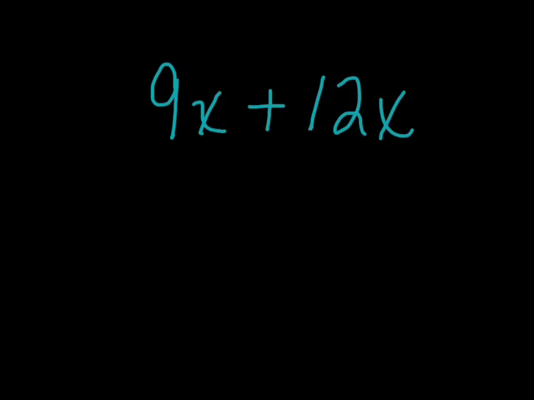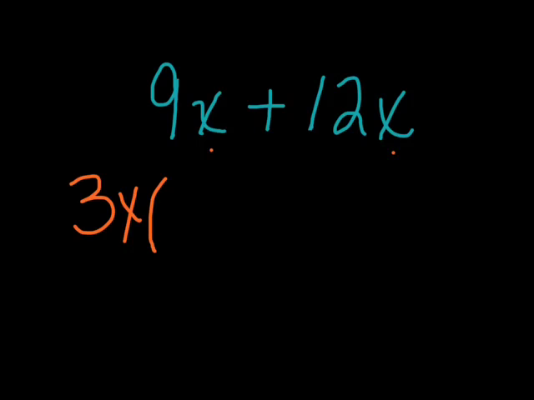So I need to find a factor that 9x and 12x have in common. And actually I'm looking for the greatest common factor. So 9 and 12, the greatest factor I can find that 9 and 12 are both divisible by is 3. But I also see that they both have an x in common. So the greatest common factor of 9x and 12x is 3x.